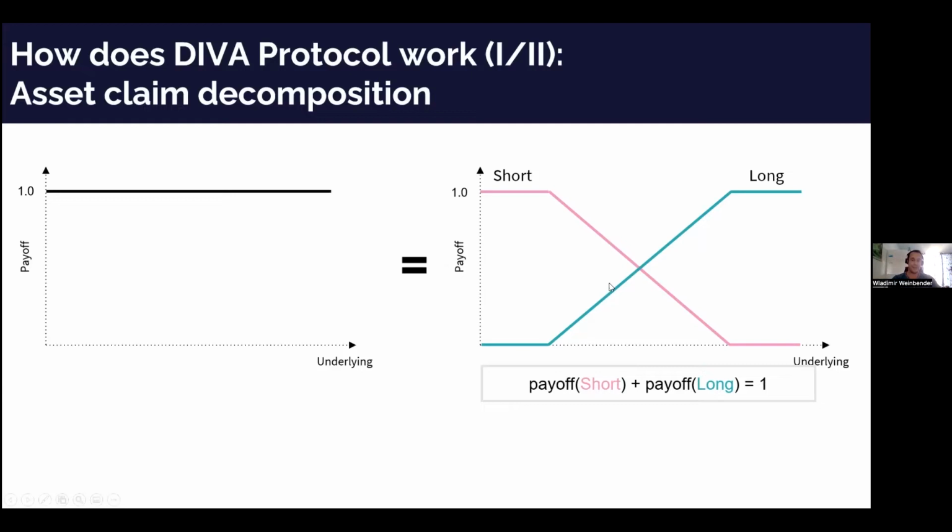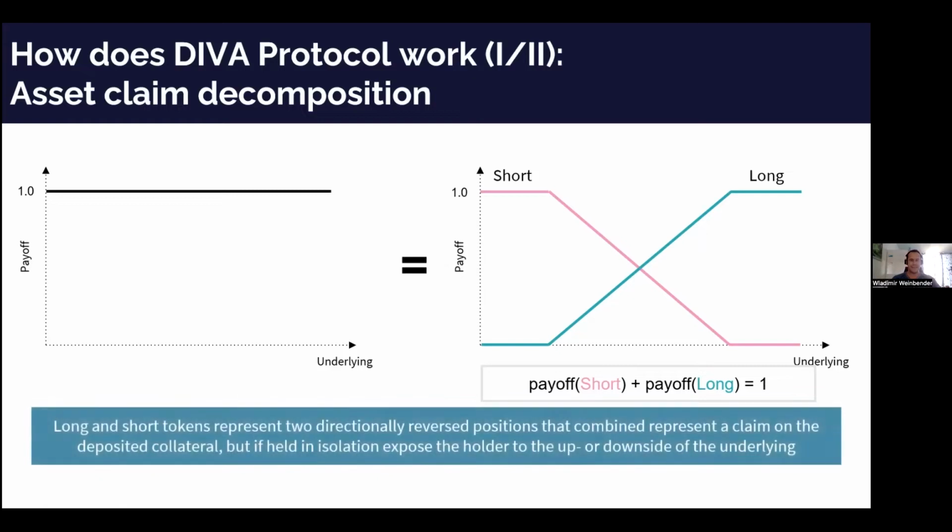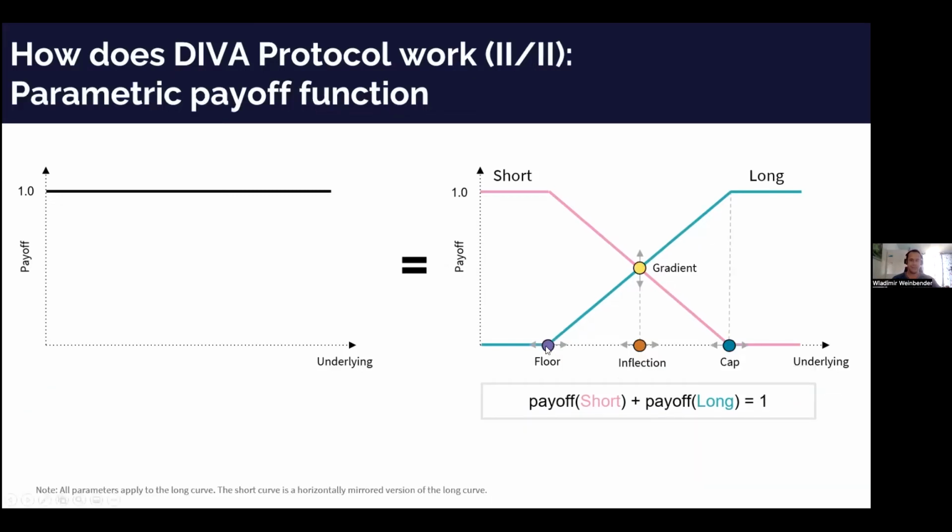Here you have a linear shape, right? But you can think of any other shape, binary or a combination of binary and linear. In Diva, we have 4 parameters, called floor, inflection, cap, and gradient, which allow users to slice and dice these payoff patterns. I will demo that in a sec. To come back to Nick's question, where the oracle comes in: let's say you create a derivative on the Bitcoin price, right?